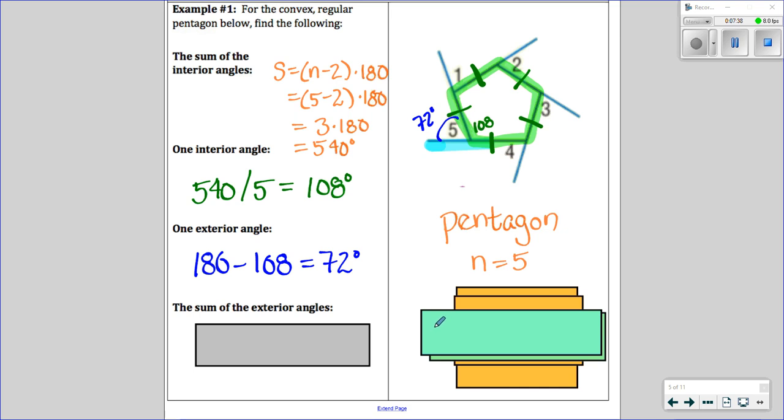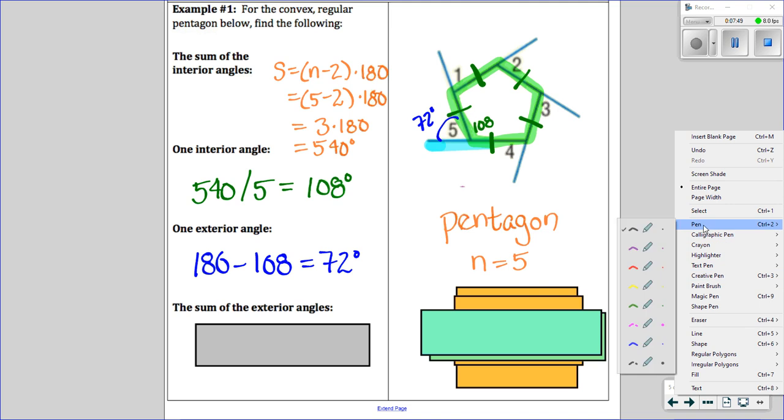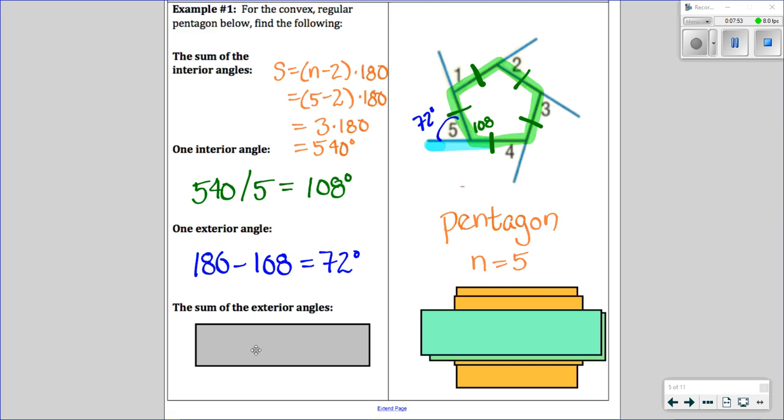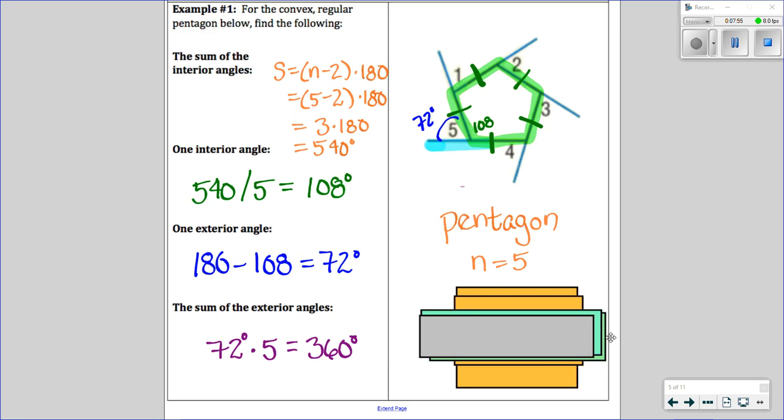Now to find the sum of all the exterior angles, let's name them 1, 2, 3, 4, and 5. How many are there? There's 5 of them. So then you know that one exterior angle is 72. So we're going to multiply by 5, and then we get 360. So the sum of the exterior angles of the pentagon is 360.